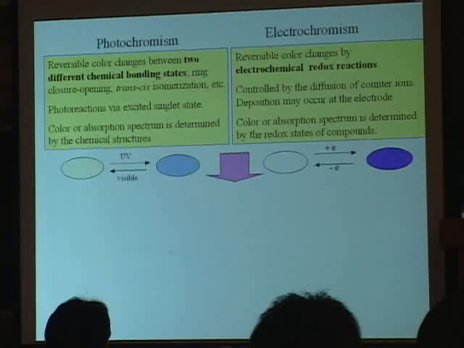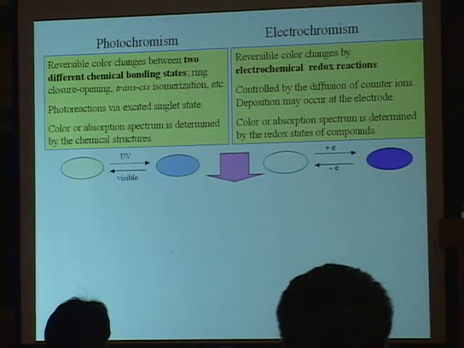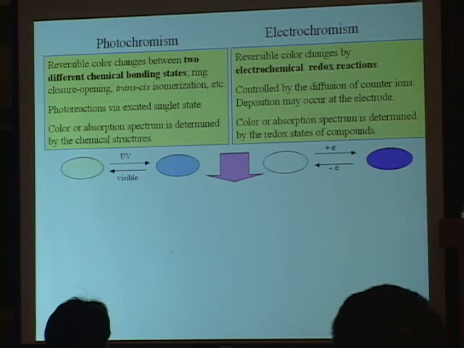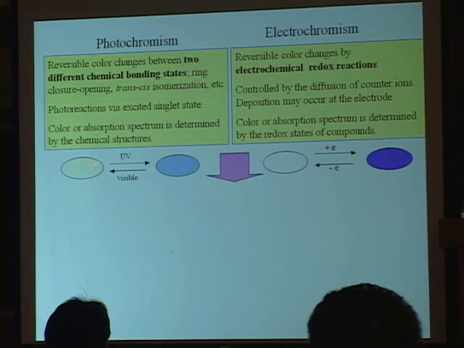First I show you one example of color change, which may be used as a display device. So probably all of you know what photochromism is. Photochromism is a color change due to photoirradiation, which is caused by the change of chemical structures, ring opening, closure, or trans-cis isomerization, and so on. This is photochromism.